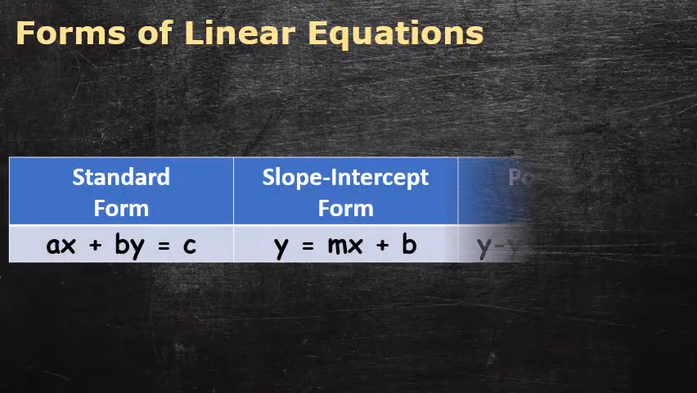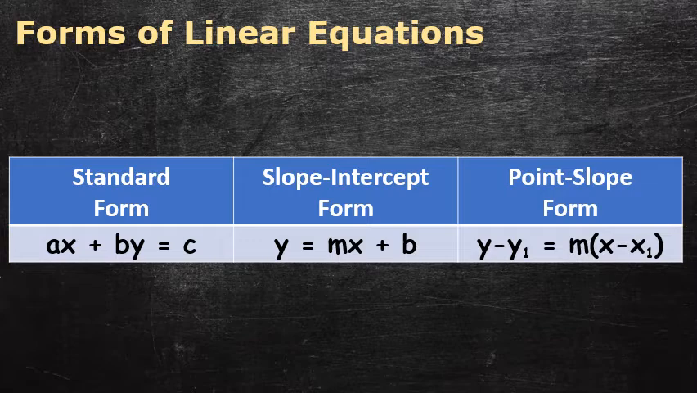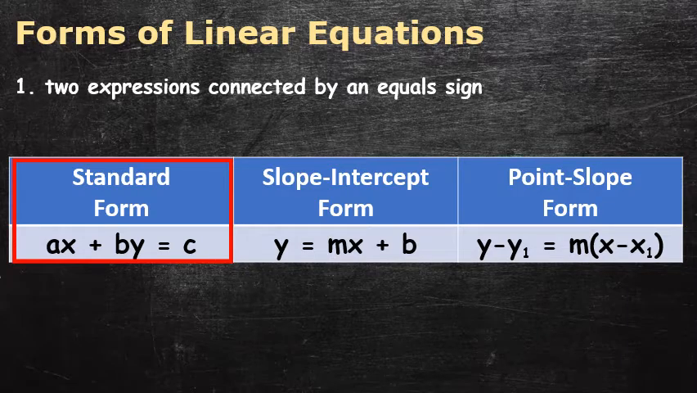Nung nakaraang lesson natin, Introduction to Linear Equations in Two Variables, tinignan natin ang general form or standard form of a linear equation in the form of ax plus by equals c. Inalam din natin kung ano yung tatlong bagay that will make an equation linear. Una, dapat meron tayong two expressions connected by an equals sign. Sa standard form, ang expression on the left-hand side of the equation is ax plus by. Ang expression on the right-hand side of the equation is the constant c, which is a single term.